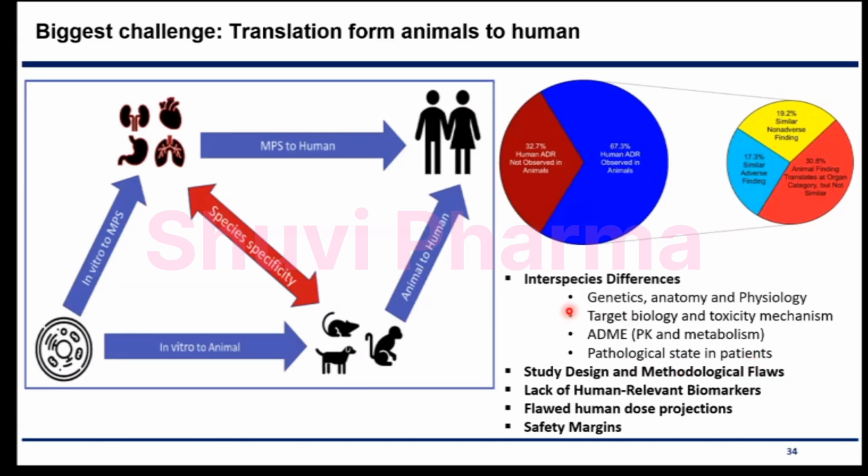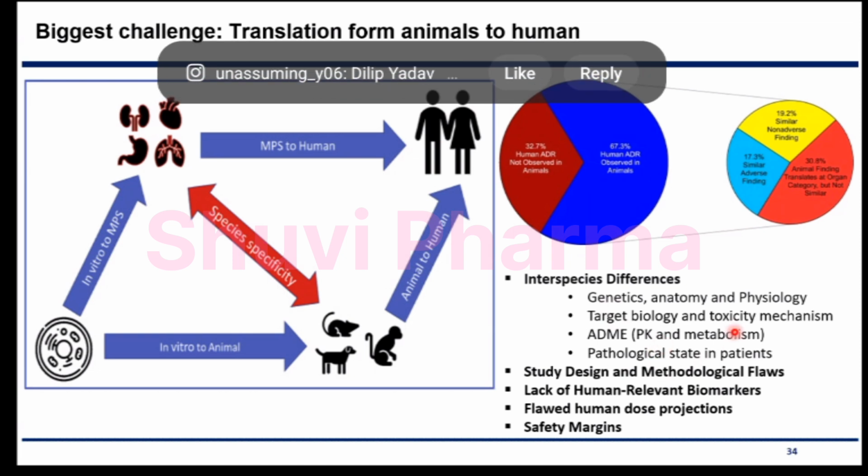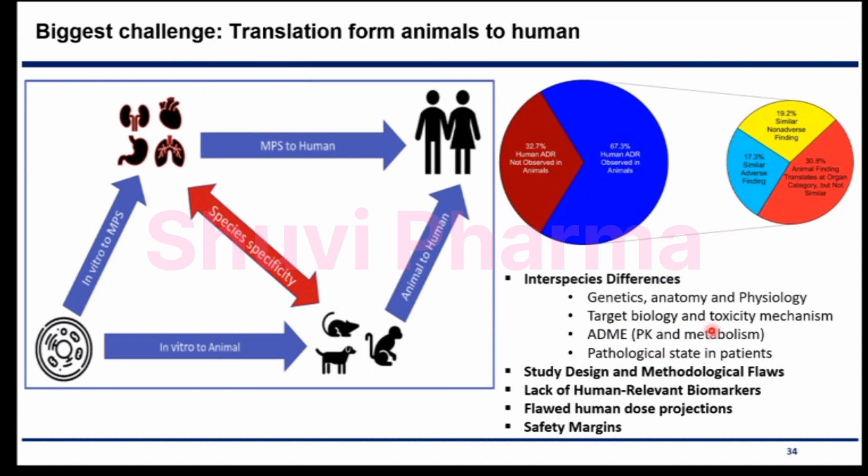All the toxicology studies are done in healthy animals, normal animals. But when it goes to the patients, they have a pathological state. They already have a disease, diabetes, cardiovascular, whatever, the cancer, they have a disease. So that pathological state can also aggravate your toxic effects. Study design and methodological flaws. Sometimes your toxicology studies are not designed properly. That can reduce the prediction power.